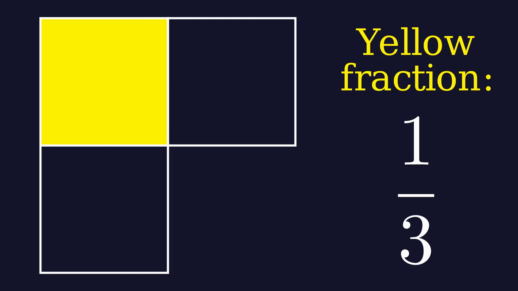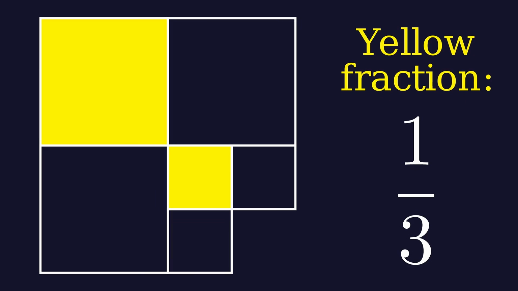Now let's copy this shape and put it in the bottom right corner. We added 3 small squares and one of them is yellow, so the total area of the yellow section didn't change. We do it again and again and the yellow fraction always stays 1/3. This method also works for different shapes.